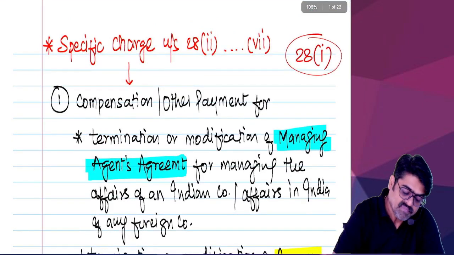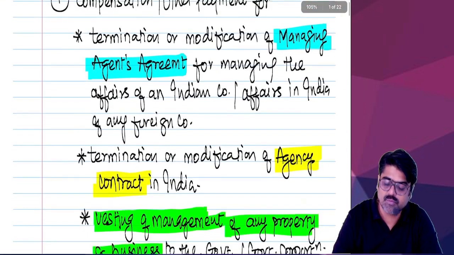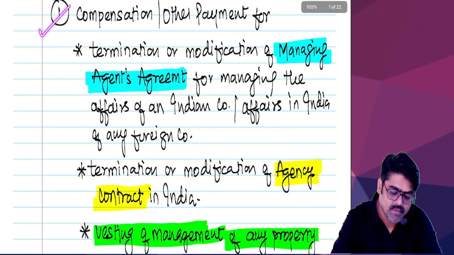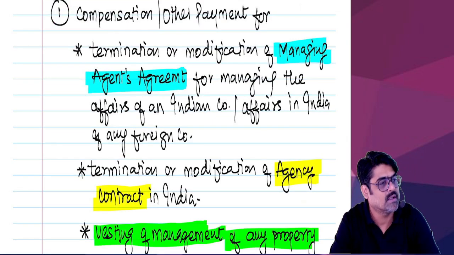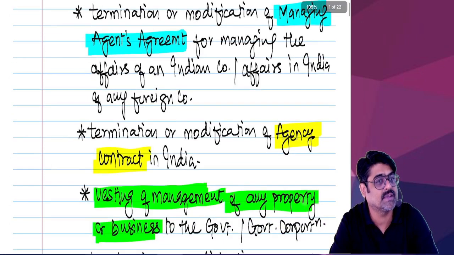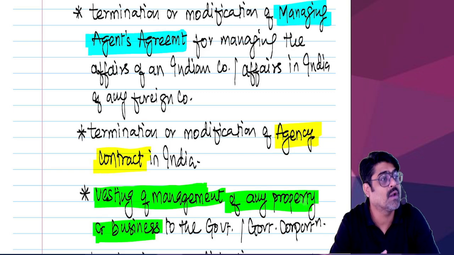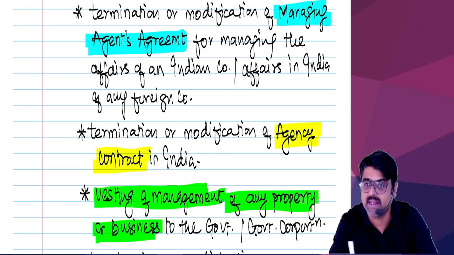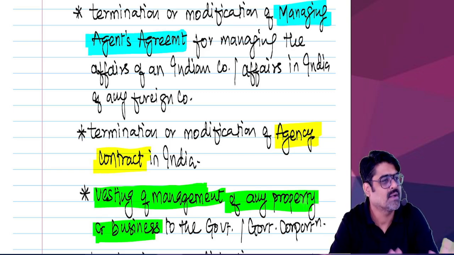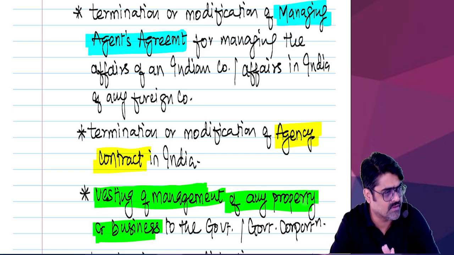Then we started with specific charge. Few incomes we saw yesterday. Number one, compensation or other payments, in those four cases: termination or modification of managing agent agreement, termination or modification of agency contract, then vesting of management of any property or business to the government or any government corporation, or termination or modification of any business contract.